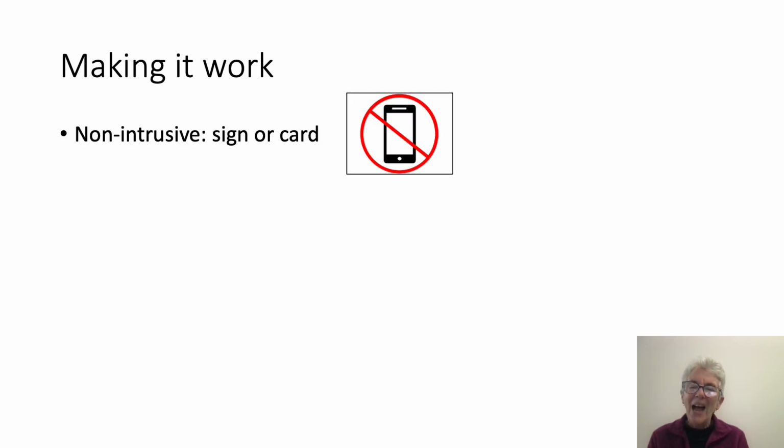Let me end with some practical notes. I like non-intrusive ways of reminding students of a policy. I don't want to have to stop what I'm saying and talk to a student. I might have a poster on the wall which I can point to, or a card in my pocket which I can take out and show to a student while I keep talking to the class. Whatever you choose, it has to be practical for you and your class.